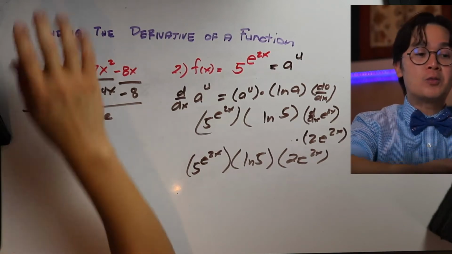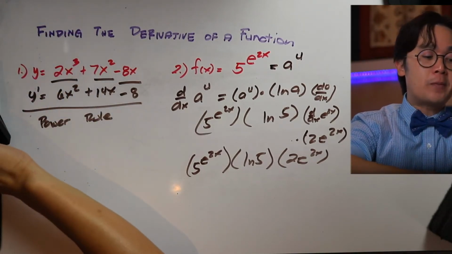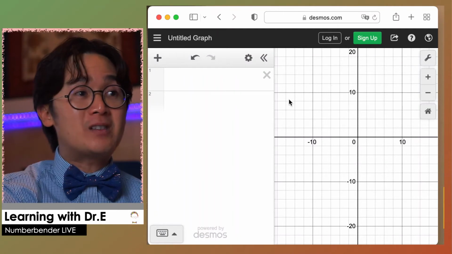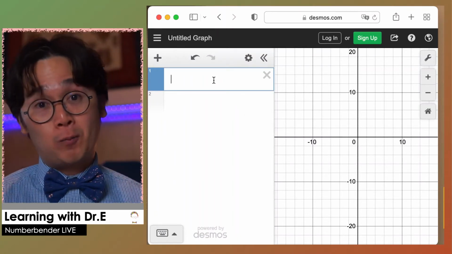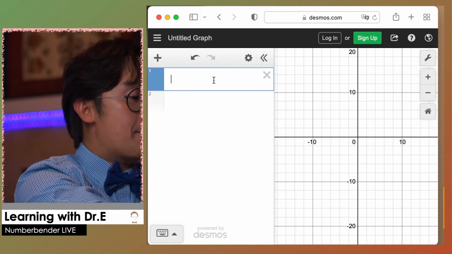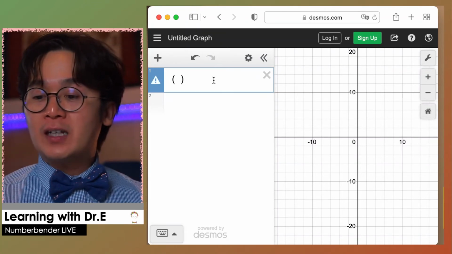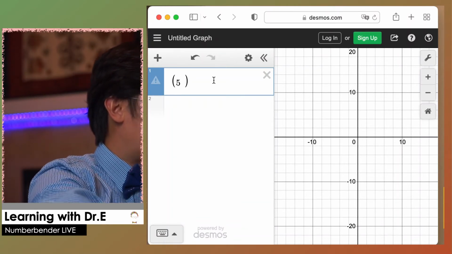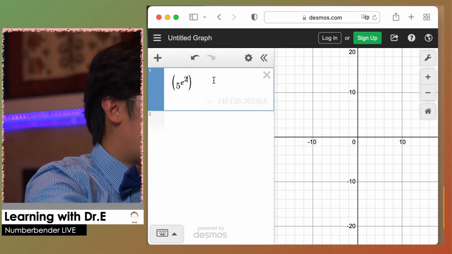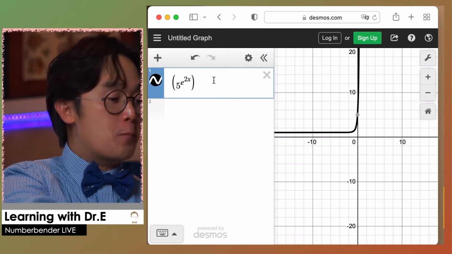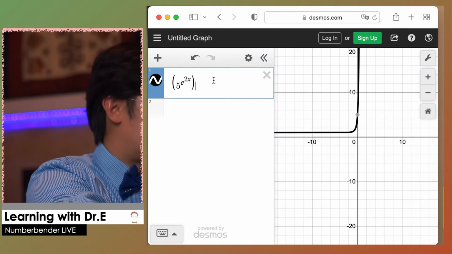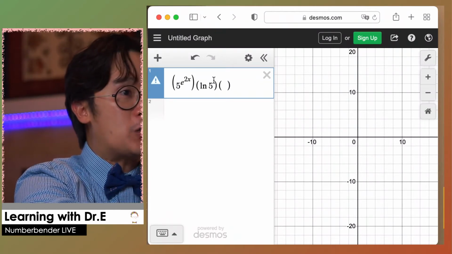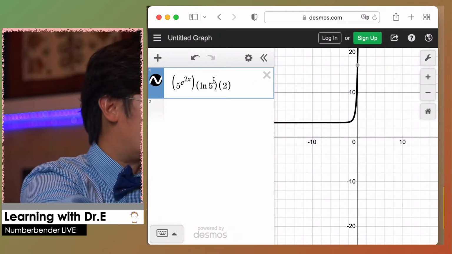So what we're going to do is use Desmos to verify if our answer is indeed correct. To be able to use this hack, let's plug in the answer that we got from our manual calculation. So the derivative of 5 raised to e raised to 2x is 5 raised to e raised to 2x, multiplied by ln of 5, multiplied by the derivative of the u function, which is 2e to the 2x.